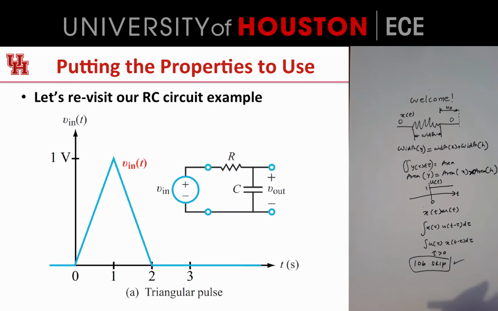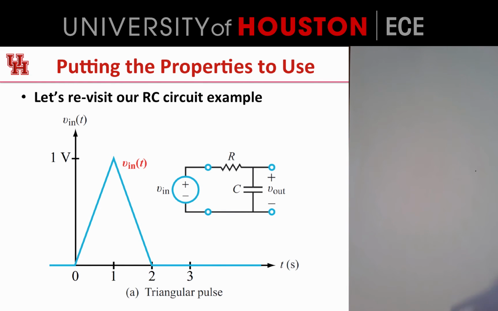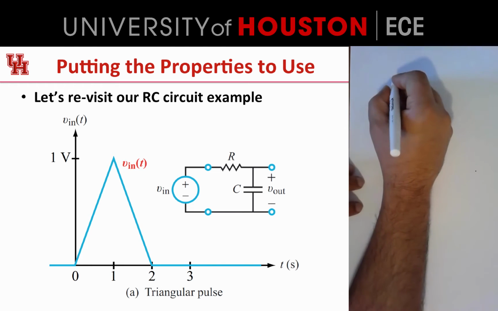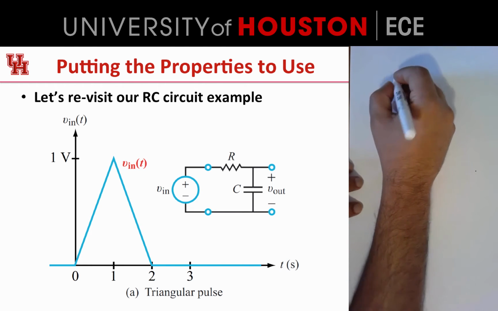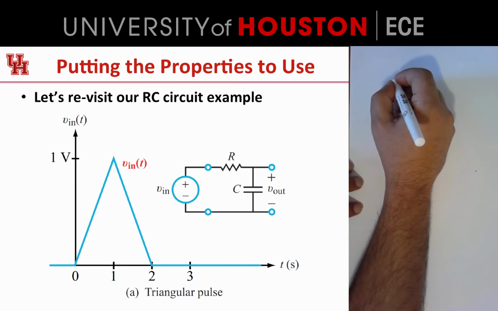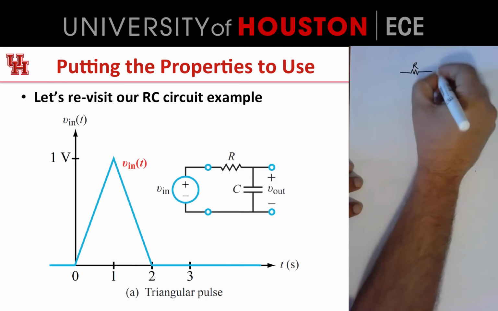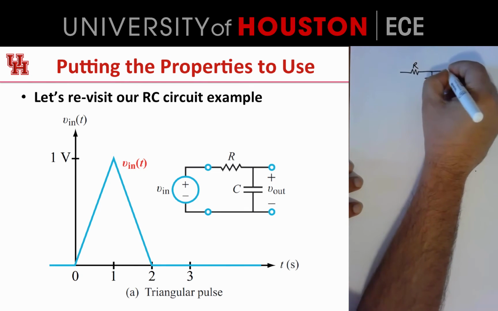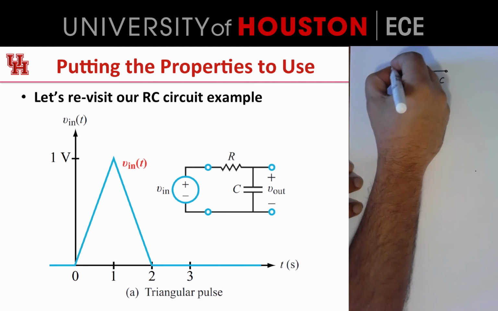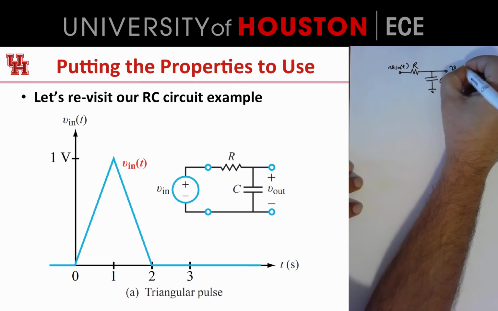Okay, so let's go in. Now, how do these properties prove to be useful? That's the question. One way to see that is to revisit our example with the RC circuit. So you've got the familiar RC circuit. This is ground, this is V input, and this is V output.